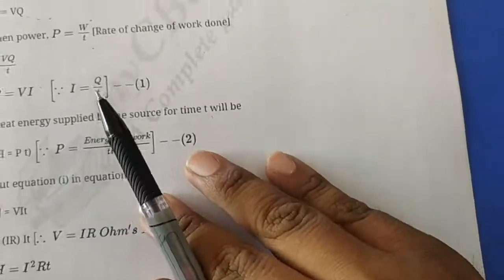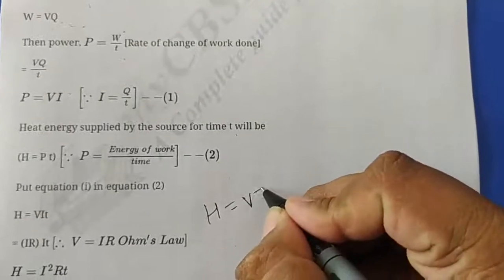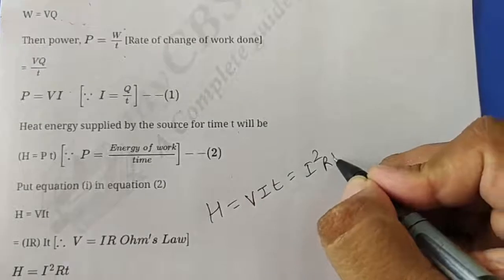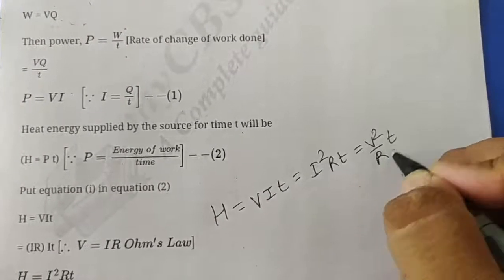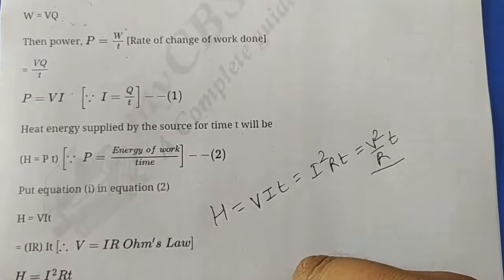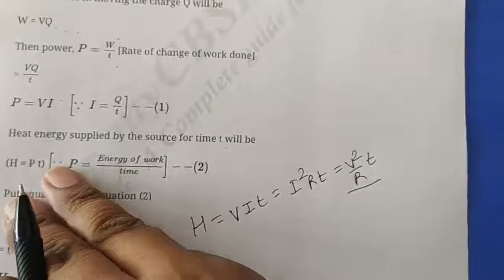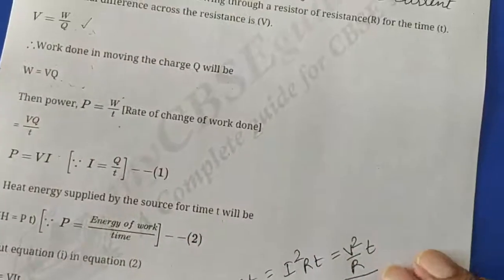So we have three formulas for the heat: H is equal to VIT, that is equal to I square RT, that is equal to V square by R into T. These are the three formulas for the heat, right? So we can calculate the heat or energy by these three formulas as per the given numerical.